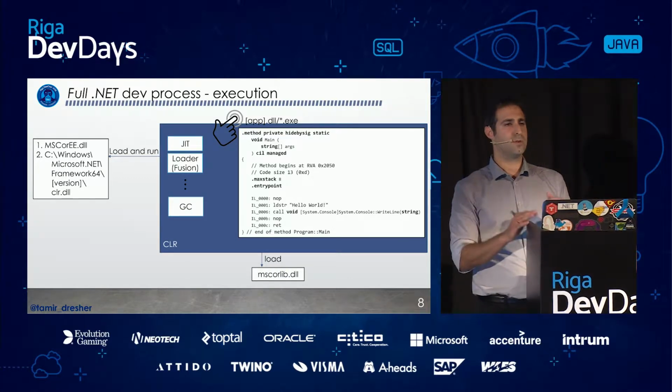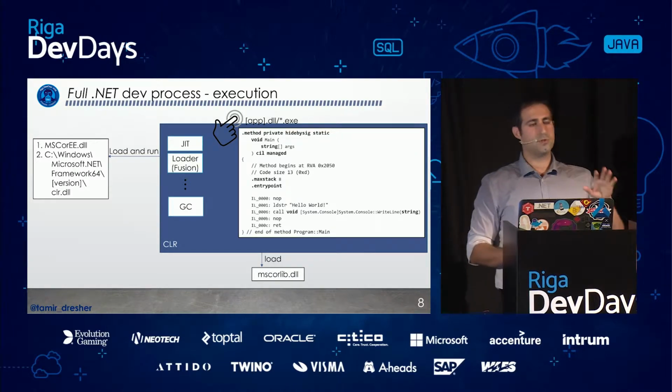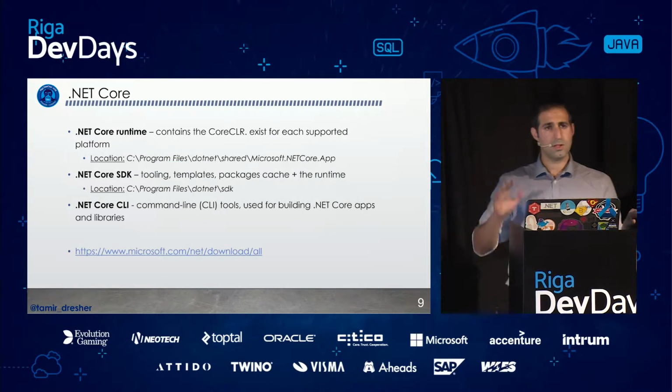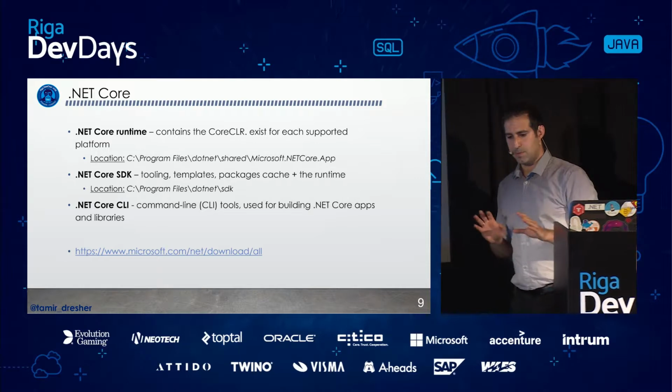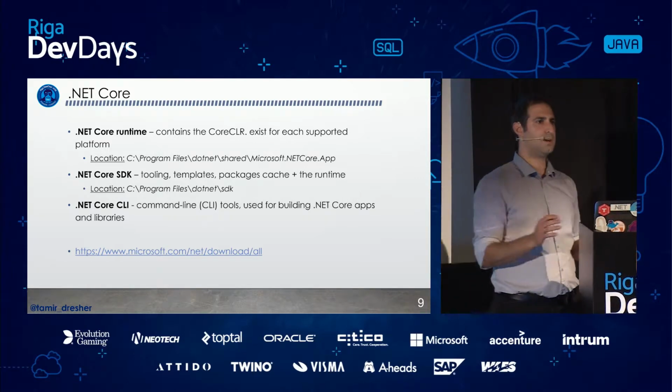And we have all kinds of components. We have the garbage collection and so on and so forth. So this was the traditional way of running a full .NET application. In .NET Core, things are similar but a bit different, and we need to understand a few of the concepts that build this entire .NET Core ecosystem.